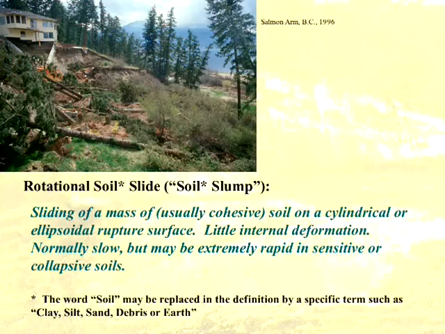In soil, we also get rotational soil slides or slumps. And again, you can recognize them by a prominent main scarp and backtilt. You can see some of these trees have been backtilted. Little internal deformation. They're often slow unless you are in sensitive clays. There are so-called sensitive clays, and I'll mention those a little later. So that's a rotational slow slide or slump.